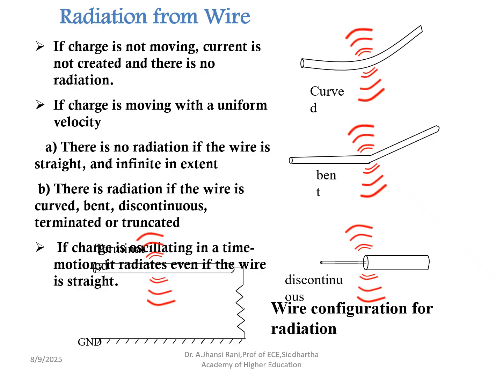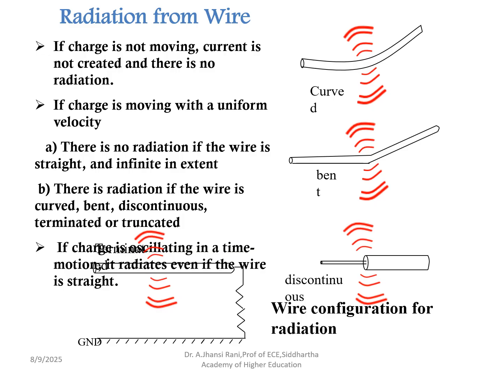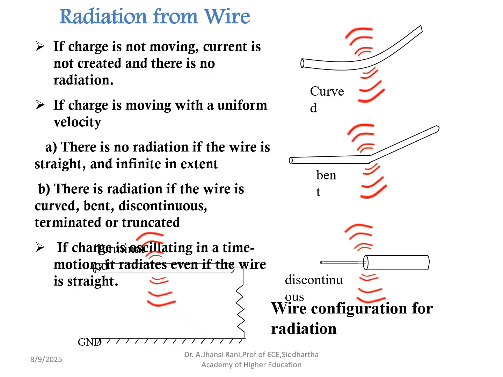If the charge is oscillating in time motion, it radiates even if the wire is straight. Even if the wire is straight, you have the radiation with the oscillating fields. This is the basic radiation mechanism for the wire for different configurations of curved, bent, discontinuous and truncated.